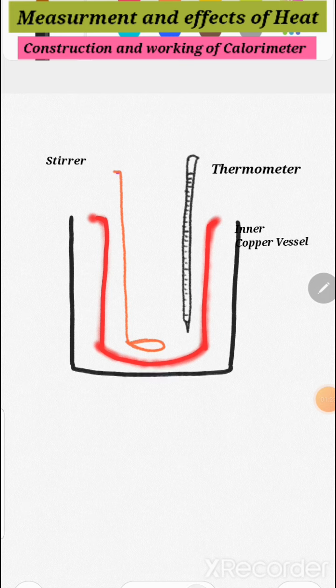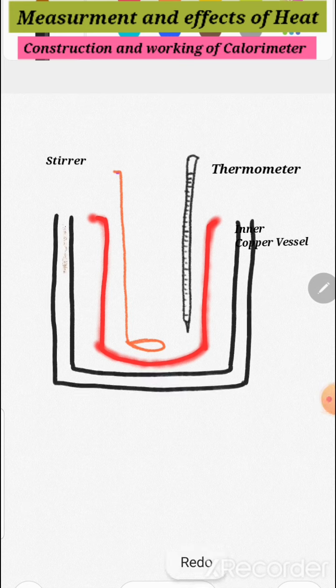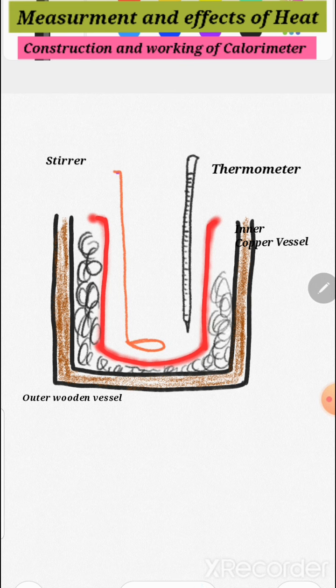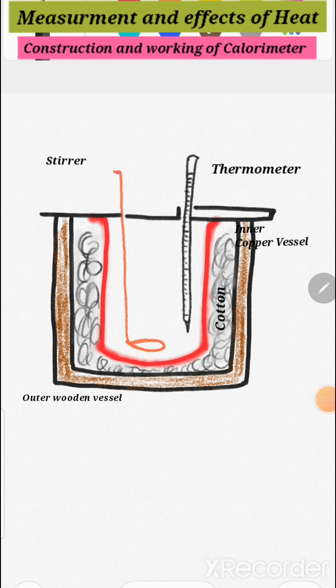This inner vessel is kept inside a wooden box. Its outer surfaces are polished to prevent loss of heat due to radiation. The space between the calorimeter and the wooden box is filled with non-conducting material like cotton, glass wool or wool to prevent loss of heat due to conduction. And then the calorimeter is closed with a wooden lid to minimize the loss of heat to the surroundings.